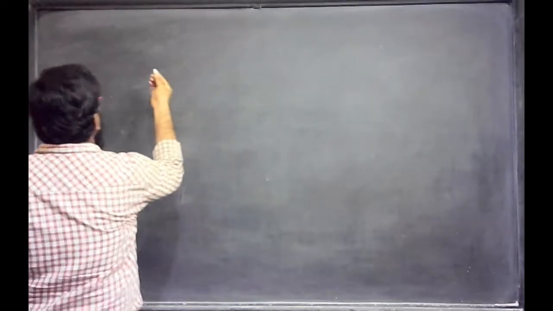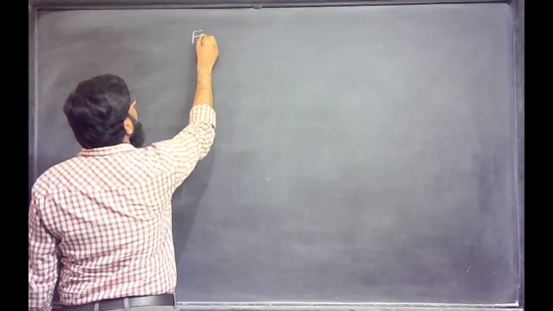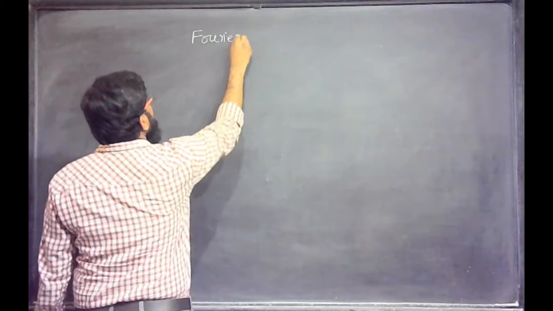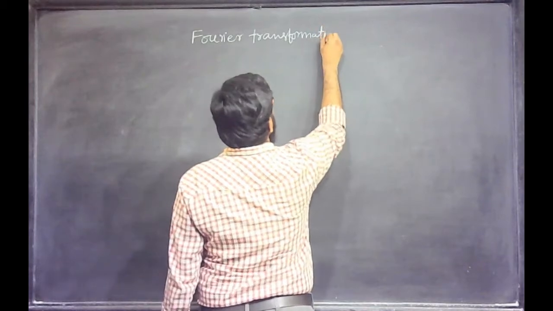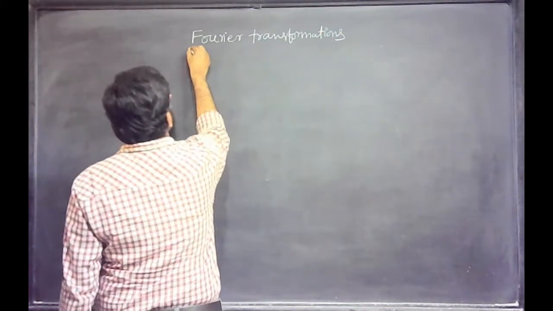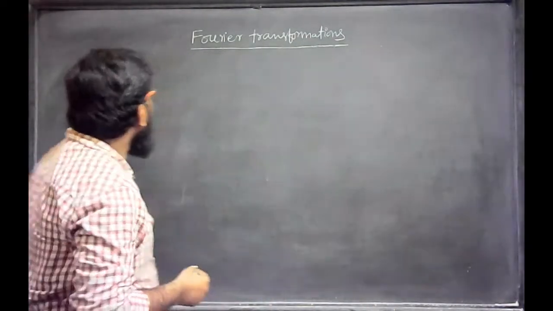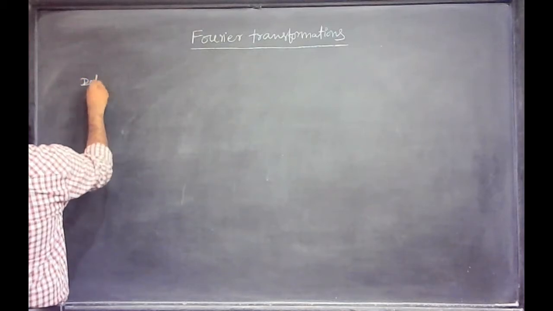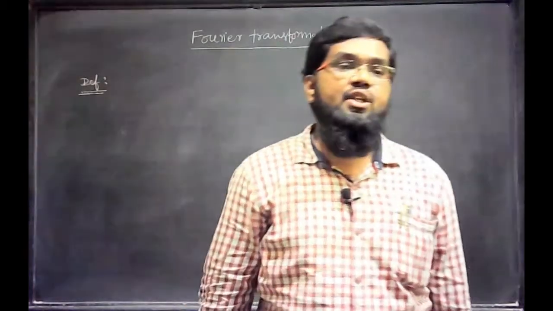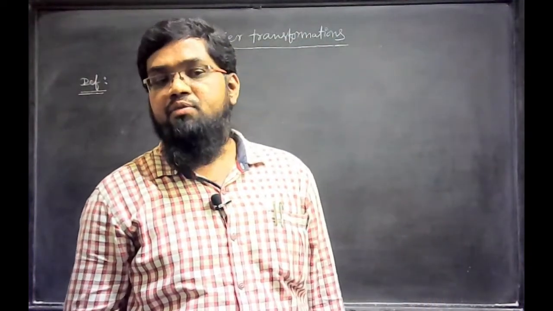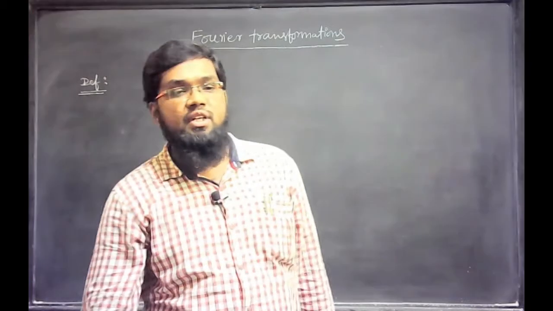Fourier transformation definition. This chapter name is the Fourier transformations. Let us give what is the definition of a Fourier transformation. Just like we have given the definition of Laplace transformation, I will give the definition of the Fourier transformation. Let us say there is a function f of x which is continuous and differentiable.